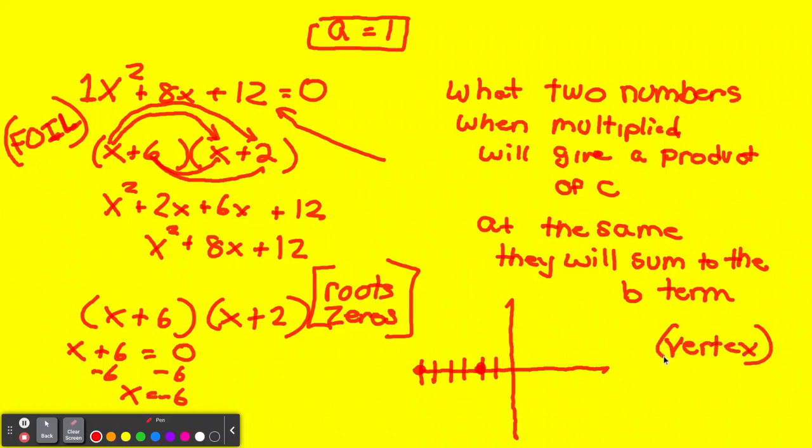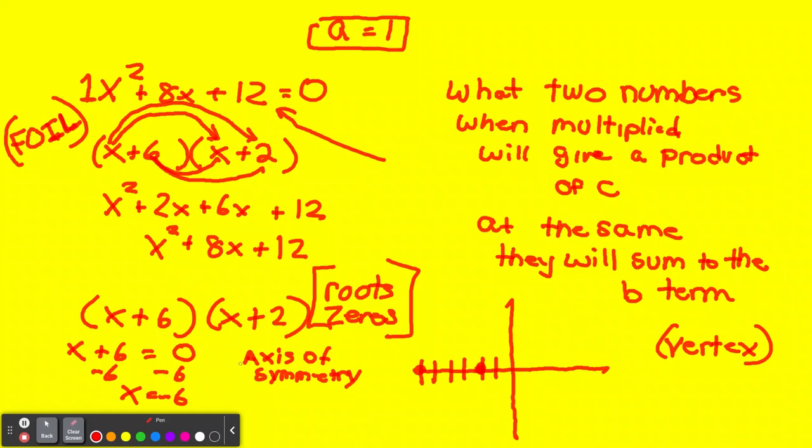In other words, the vertex is where the parabola will go down or go up, and then it will reach its peak. It'll either reach its minimum peak or its maximum peak, and I'll talk about that. So to find this out, we need to know the axis of symmetry. The axis of symmetry is basically where the parabola is cut in half, and that'll be the middle number.